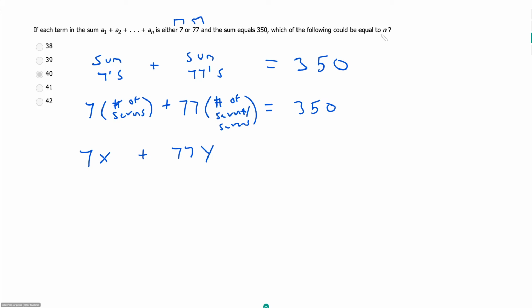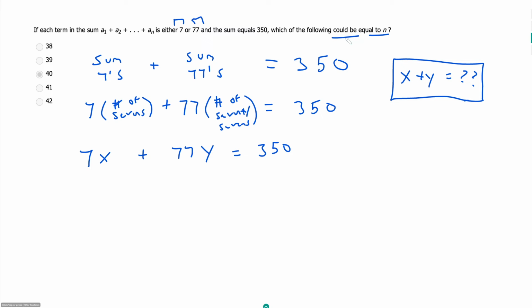Remember, what I'm looking for, though, is n, and I don't have an n in my equation here. But don't worry, because we have something that represents n. N is just the number of terms in my sequence, which means n should be equal to just x plus y. And so I can translate what the question's asking into which of the following could be equal to x plus y.